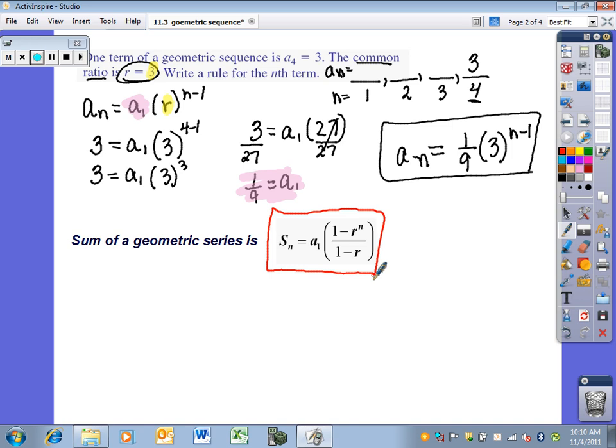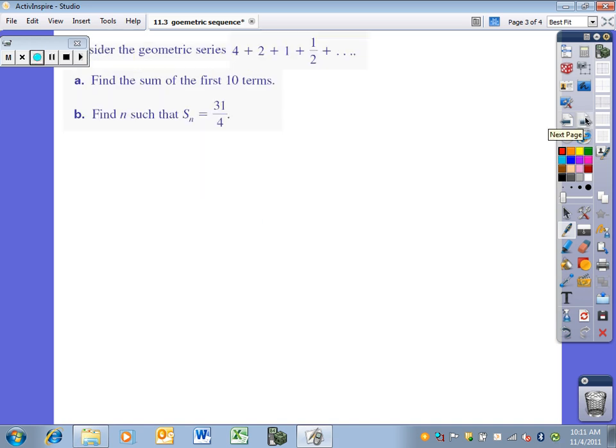Let's try to apply that. It says, consider the series 4 plus 2 plus 1 plus 1/2, etc., etc.